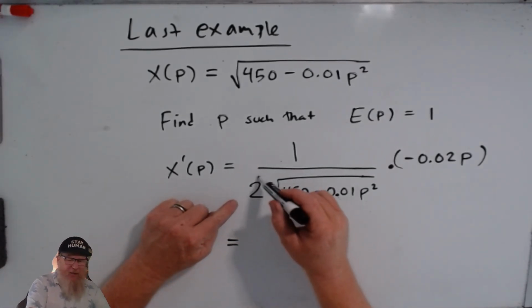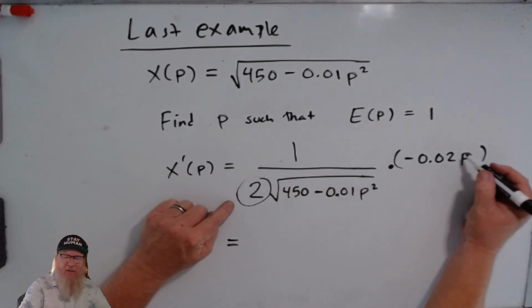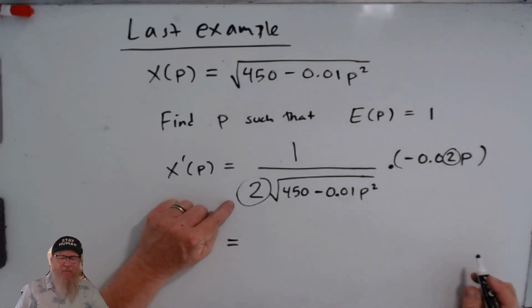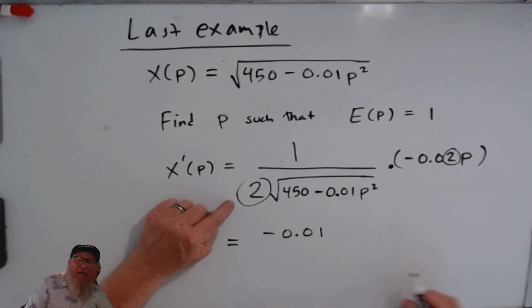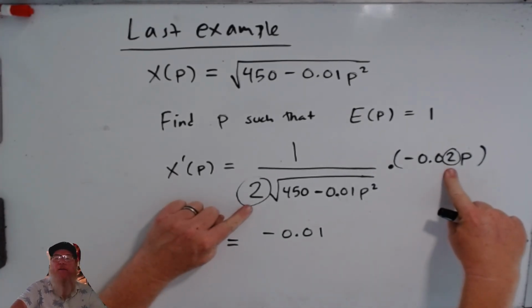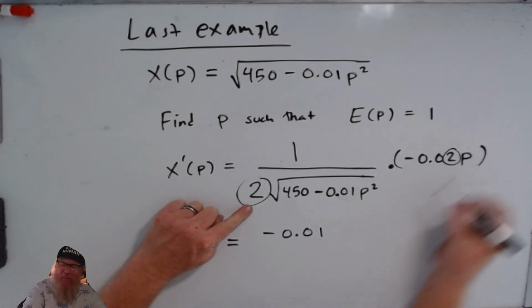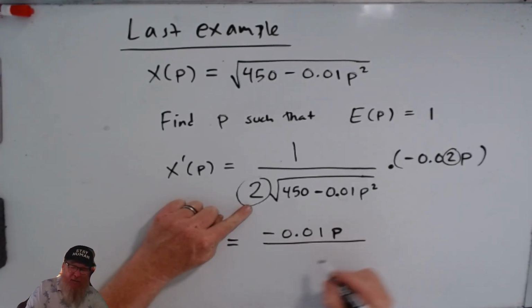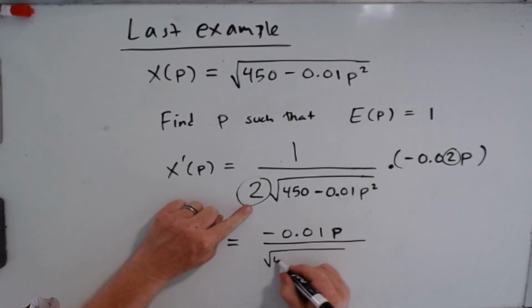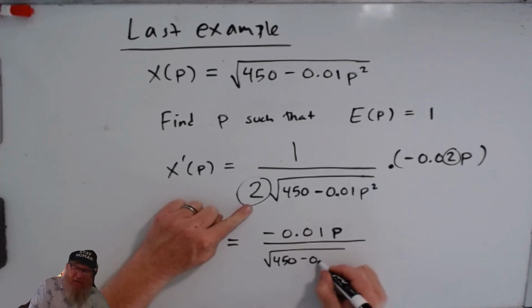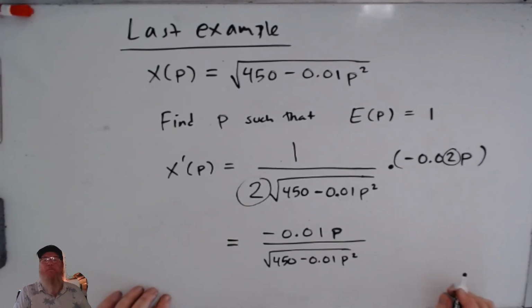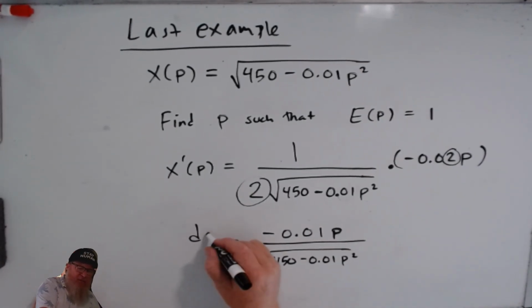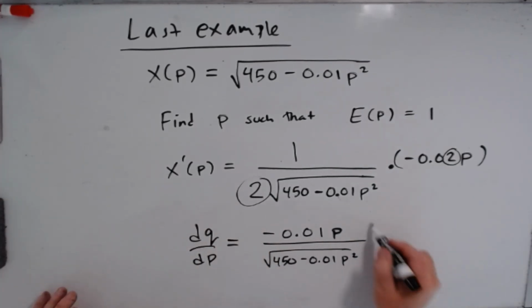You might notice that you'll end up with this over 2, and then you'll end up with this 2 here. So that'll become negative 0.01 again. That's very common. That goes right back to being that. But then you've got this extra p here. And then you've got your square root 450 minus 0.01 p squared. So that's just your derivative, dq dp.